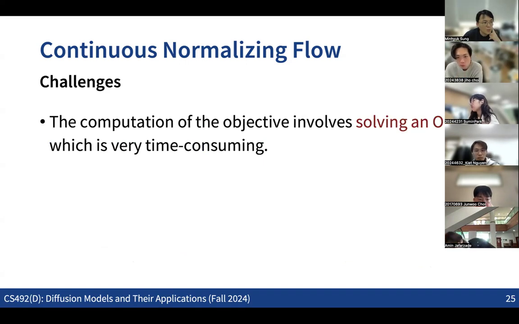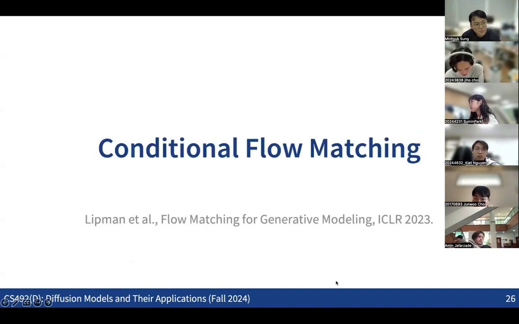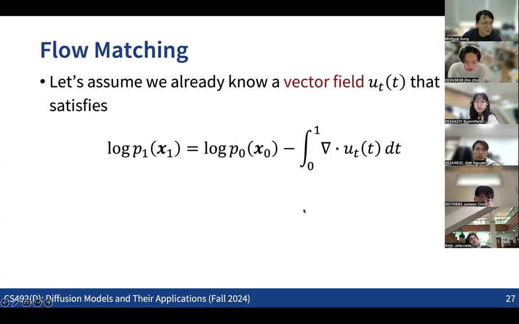So this is the point where we are thinking about a new idea, which is conditional flow matching. This is the main idea that we are going to see. The basic idea is that let's first assume that we already know a vector field satisfying this. This means we already know the vector field which can map the base distribution p0 to the data distribution p1.